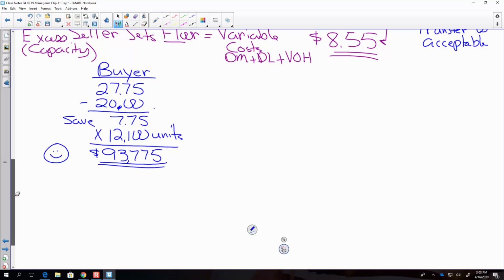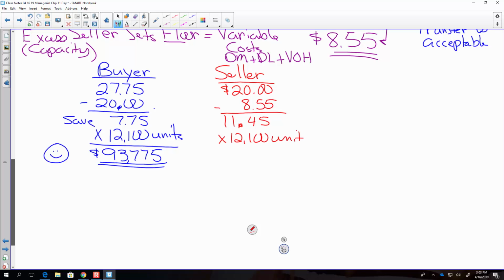They're happy, right? Let's do seller. We're selling something that we didn't sell before at 20. The cost was only $8.55 for materials, labor, and overhead, variable overhead. So now I'm making, because my fixed costs are sunk, I'm making $11.45 times 12,100 units. It's a cost, or a profit, profit of $138,545.